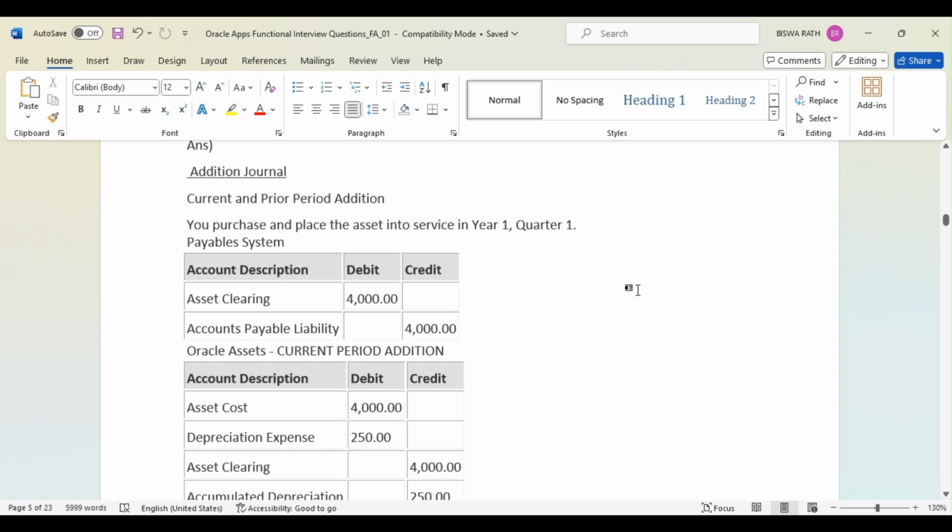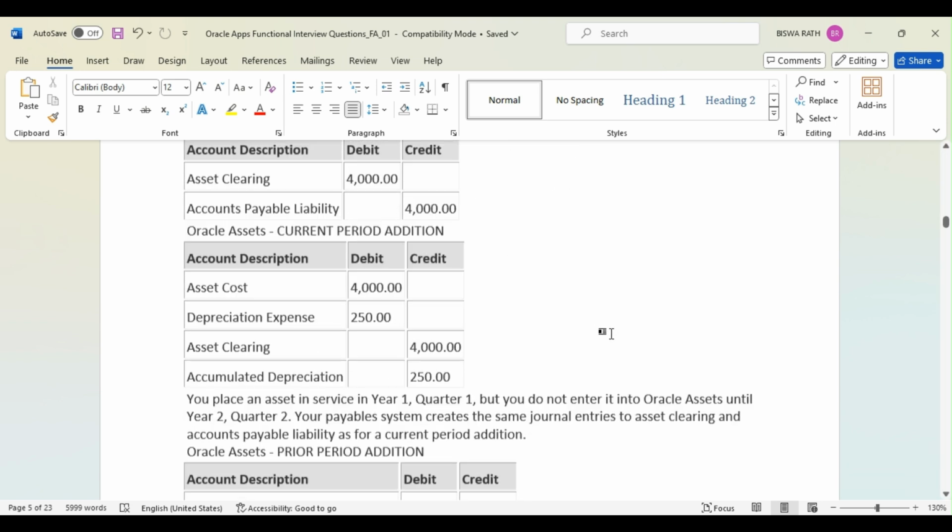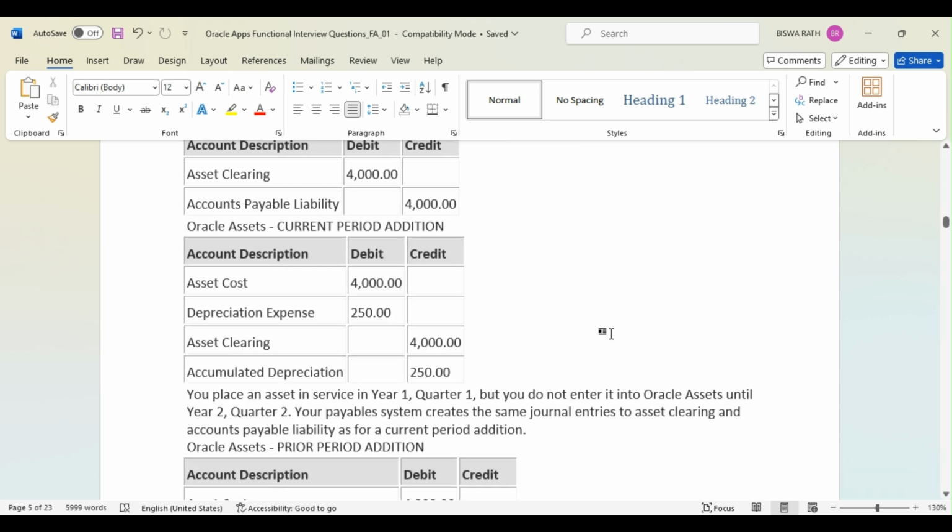Say, for example, you have any kind of fixed asset. Within the accounts payable module, the accounting entry in your AP invoice will be asset clearing account to your accounts payable liability account. Now, if you want to add that asset within the fixed assets module, which is coming from your accounts payable module, the accounting entry while creating that asset will be your asset cost account to the asset clearing account.